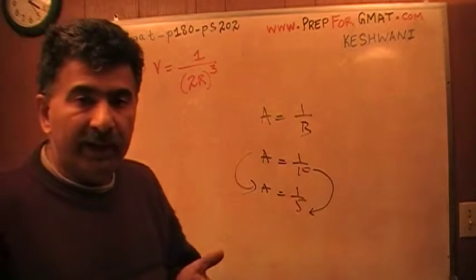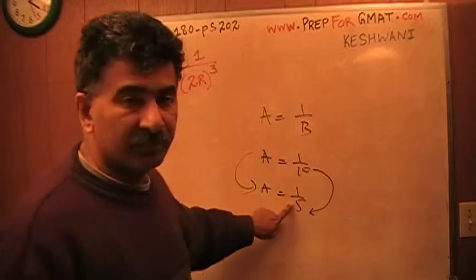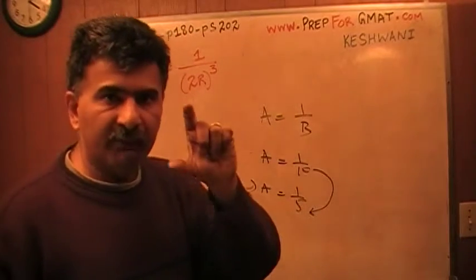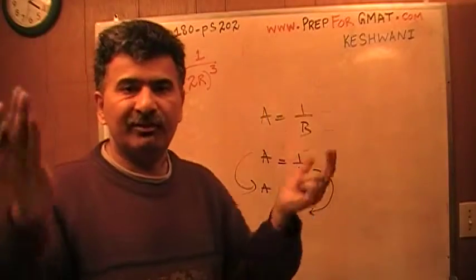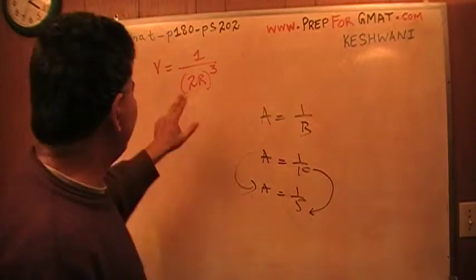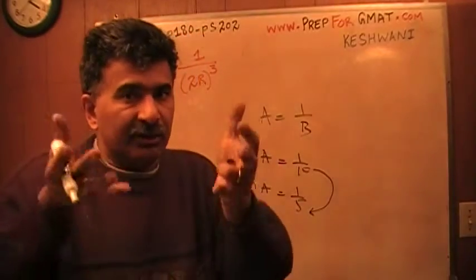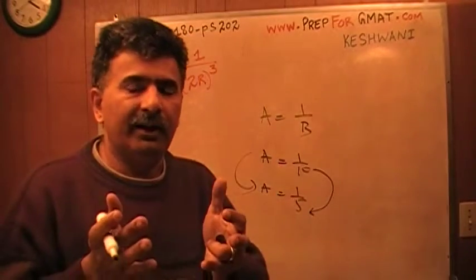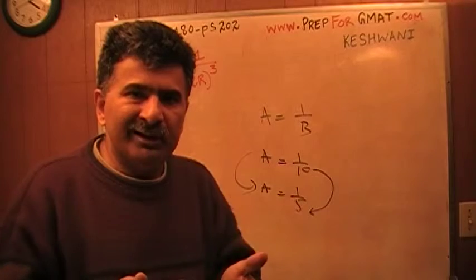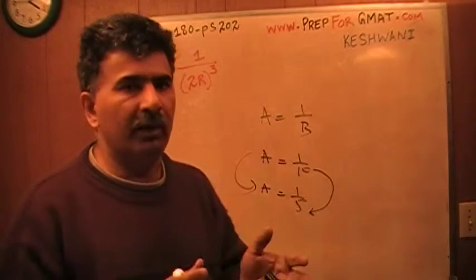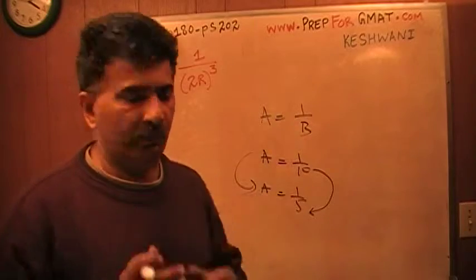Why did the value of a go up? Because the denominator is smaller. By cutting the r down, the denominator is smaller. If the denominator is smaller, the whole fraction has to be larger, which means the new value of v is going to be larger. In other words, the new value of v is going to be some multiple of the old value. It's not going to be some fraction of the old value.